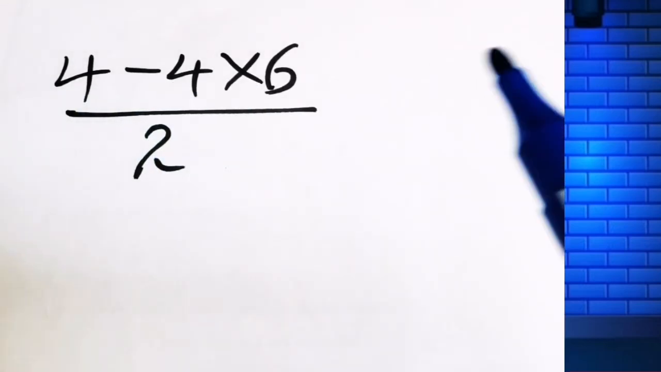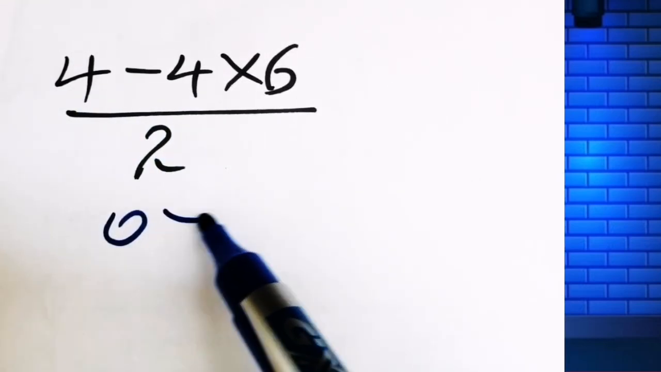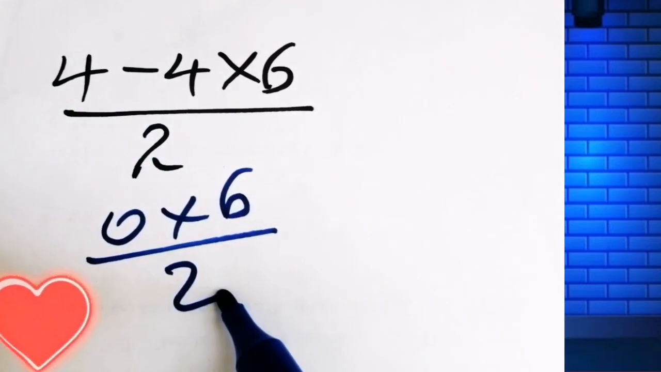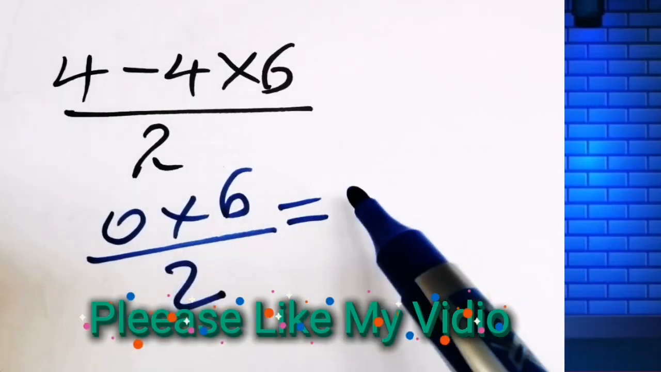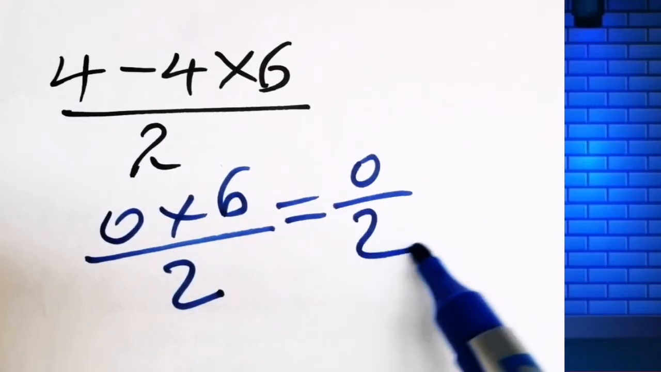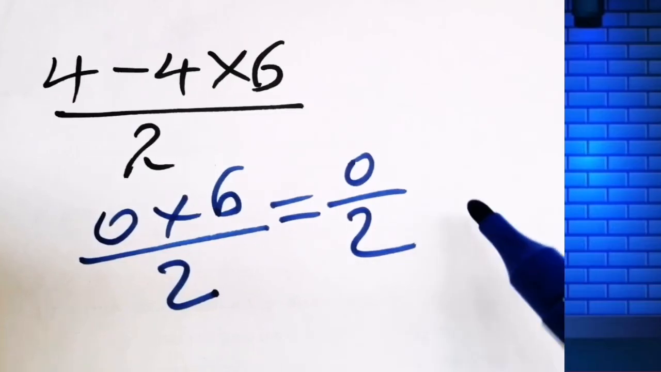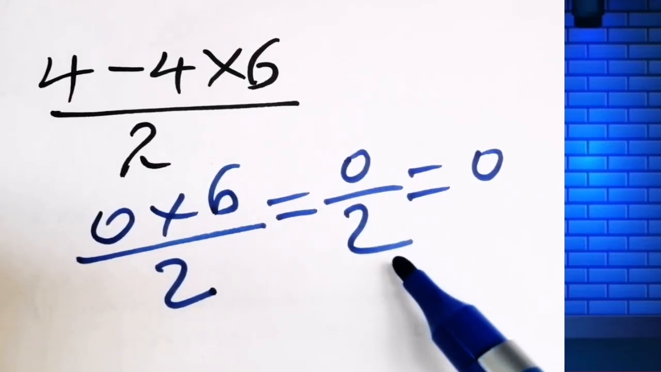4 minus 4 which equals 0, then times 6 over 2. 0 times 6 which equals 0 over 2, okay? Then 0 over 2 which equals 0, because 0 divided by any number is 0.